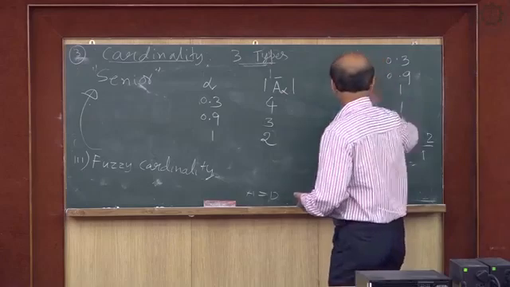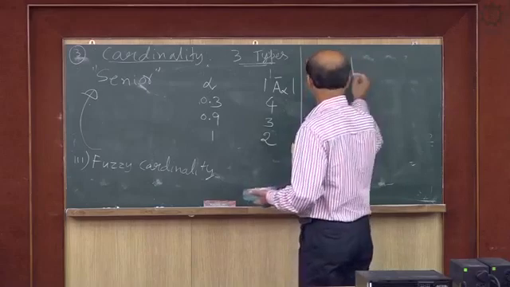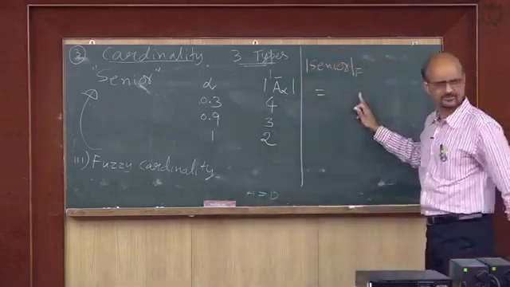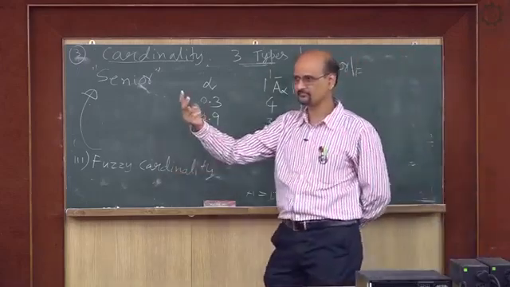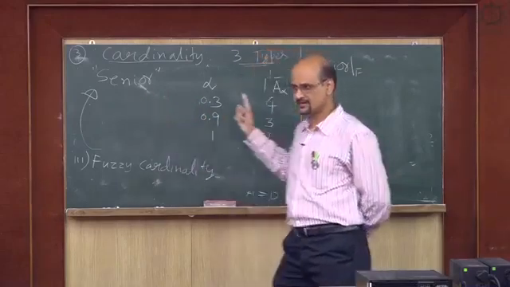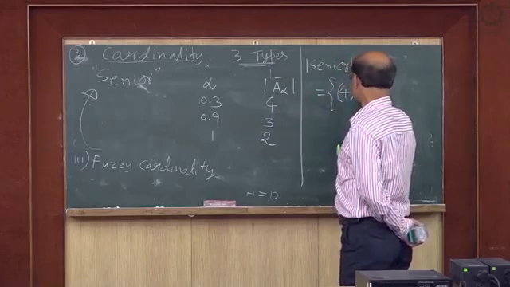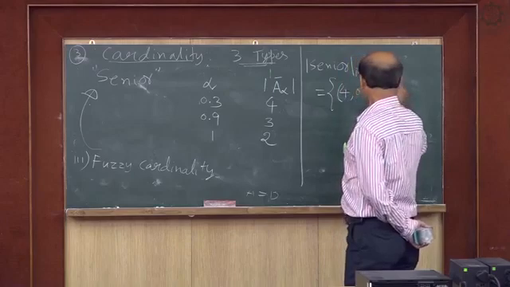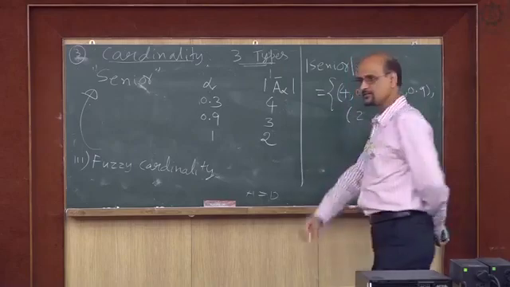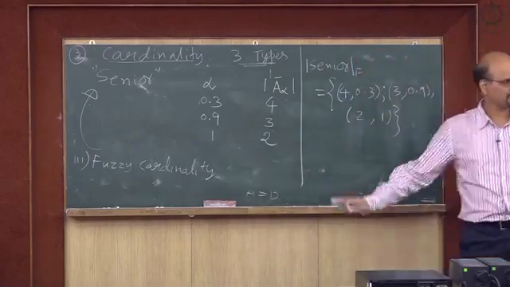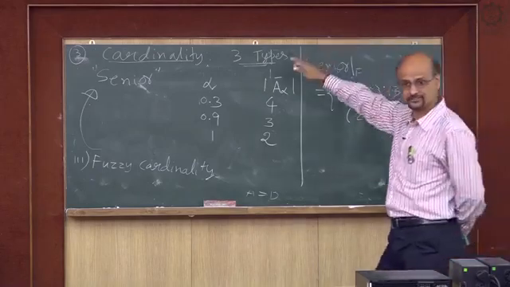So now I write this again, the cardinality of senior, the fuzzy cardinality, I can write as F. This is just notation. Because it is fuzzy cardinality, I should have ordered pairs. So for this element 4 I have the membership value 0.3, for 3 I have 0.9, and for 2 I have 1. You are understanding? It is very easy. That means you should remember the connections of all these definitions.